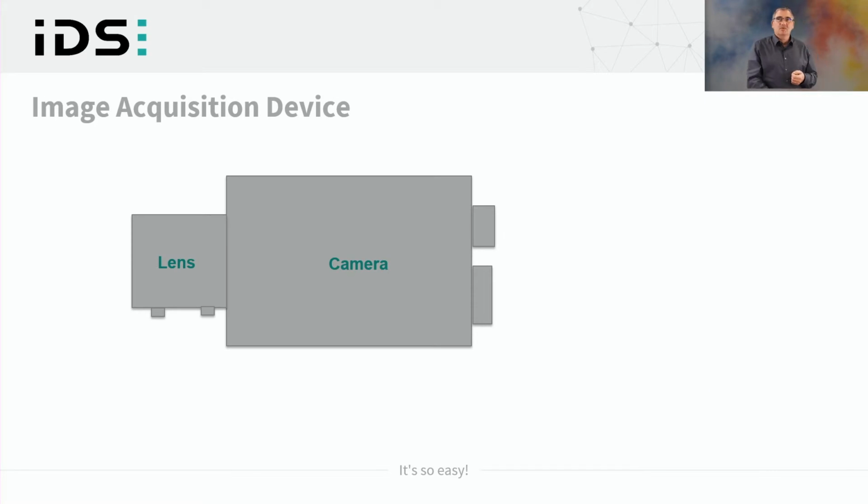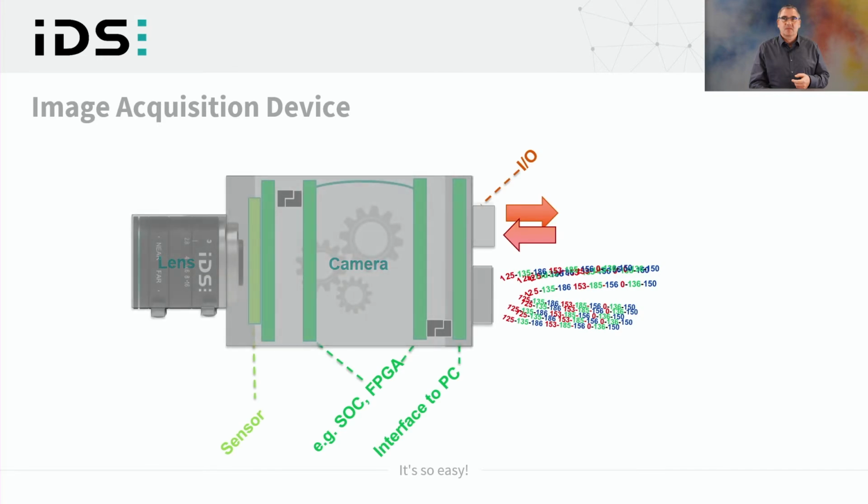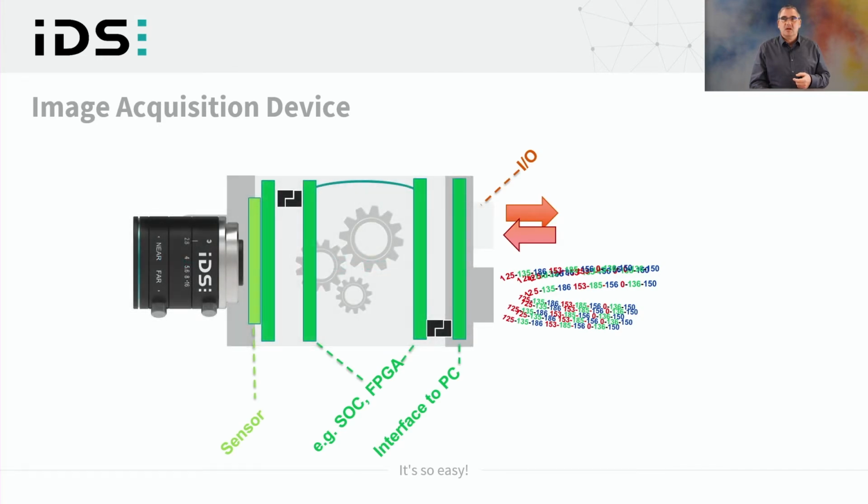All image acquisition devices have lens, sensor and interface in common. Let's have a closer look at what's inside. Inside the camera, pixels flow through the pixel pipeline. The pixels start their journey in the sensor. Depending on the camera structure, the pixel flows along the pixel pipeline and passes a couple of interstations. In these interstations, pixels are pre-processed before leaving the camera.